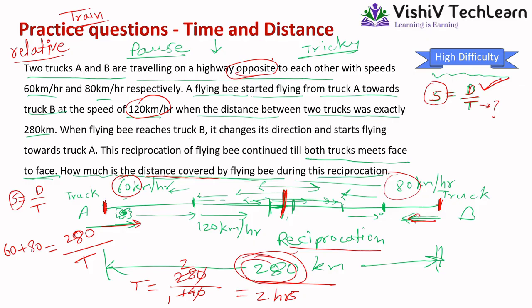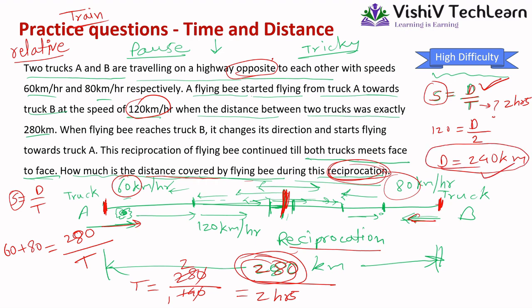So 2 hours is the time taken by truck A and truck B to meet face to face, covering the distance 280. Correct? So the same time we can consider over here, because during that time the flying bee will reciprocate. Within 2 hours the flying bee will reciprocate. So speed of the flying bee is what? 120 equals distance we have to calculate, and time is 2 hours. So distance is 120 times 2, 240 kilometers. So the flying bee has covered the distance of 240 kilometers, and that is the final answer.